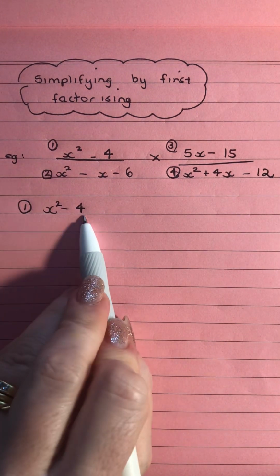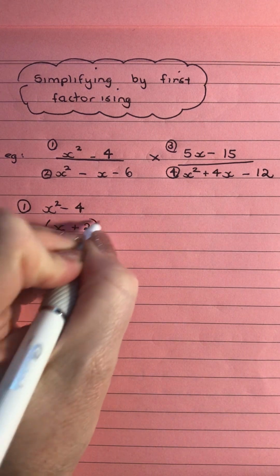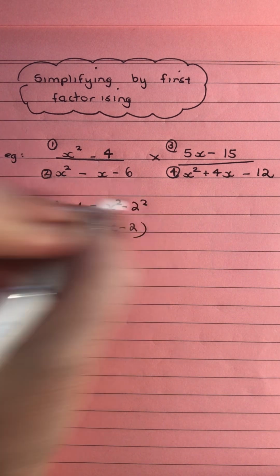So my 1 is x squared minus 4. Now when I look at x squared minus 4, I know that's a difference of 2 squares. So I can put x plus 2, x minus 2, because that's the same as x squared minus 2 squared.